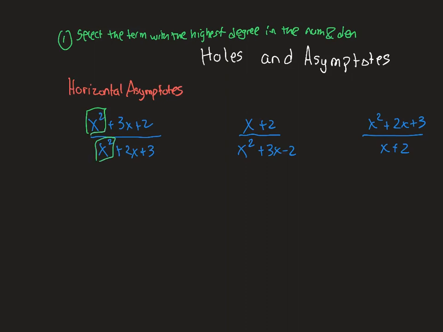On the bottom we have an x squared. Those are both the highest degrees. Over here we have x, which is the highest, and x squared. And over here we have x squared, and here we have an x. So when we take them, we're going to separate them from everyone else. Just forget that these are here. So you have x squared divided by x squared. Over here you have x divided by x squared. And over here you have x squared divided by x.